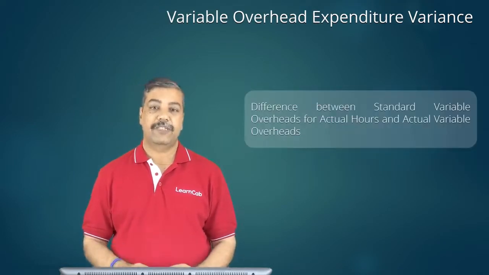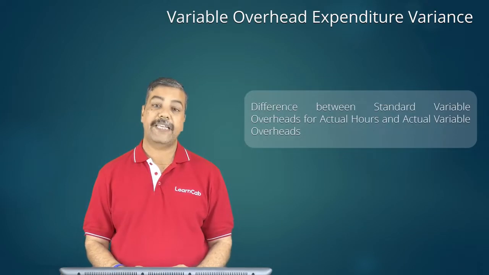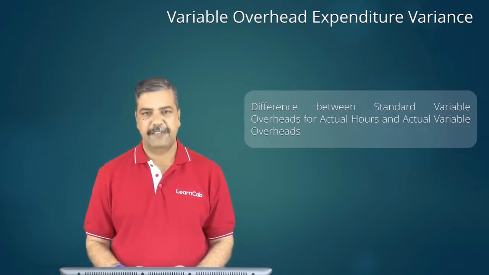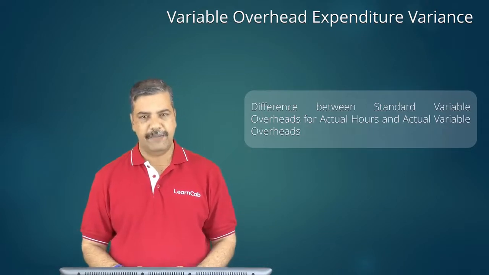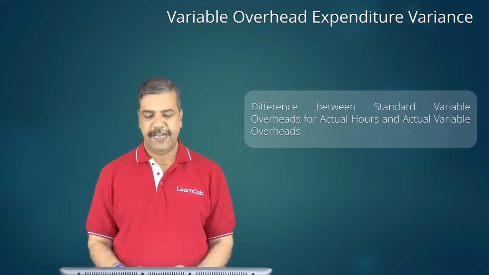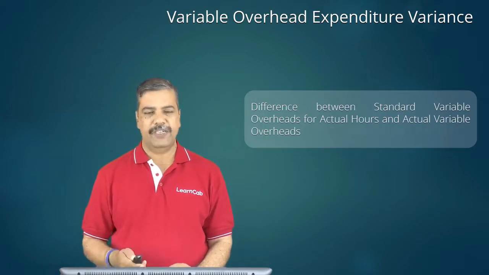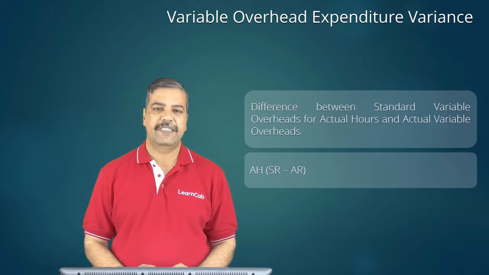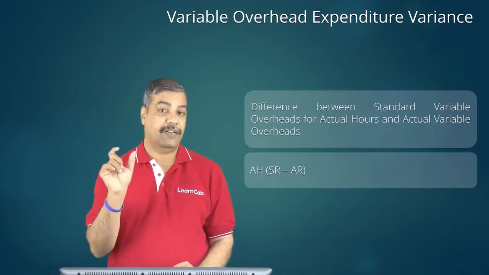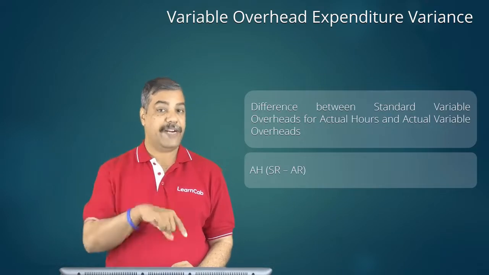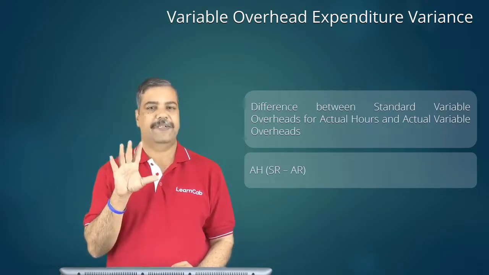Next, let us go to the next very important thing, variable overhead expenditure variance. What is this expenditure variance? It is the difference between standard variable overheads for actual hours and actual variable overheads. So, how do you calculate it? In a simple formula, since it has something to do with expenditure, rupees. Please remember, expenditure means rupees. There we talked about rates. Here we are talking about expenditure.